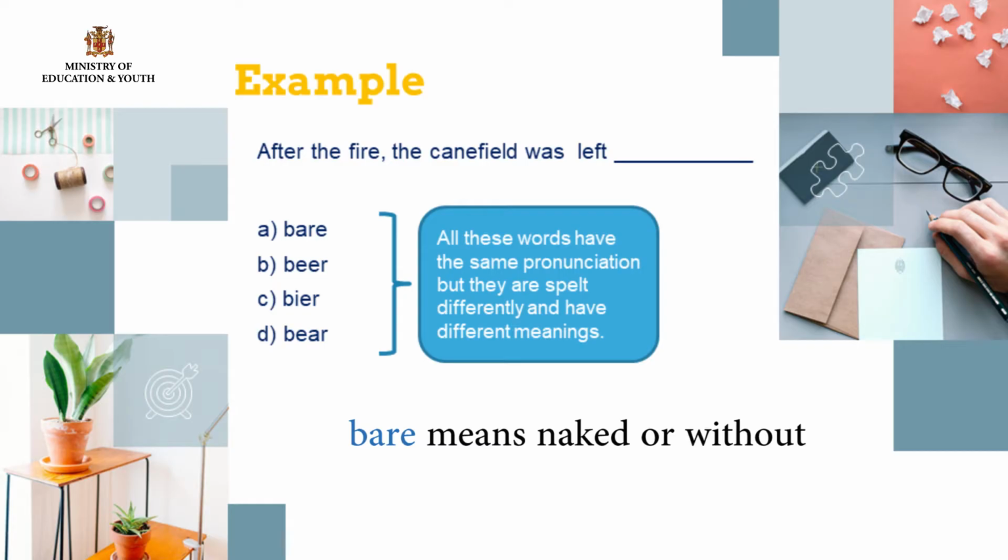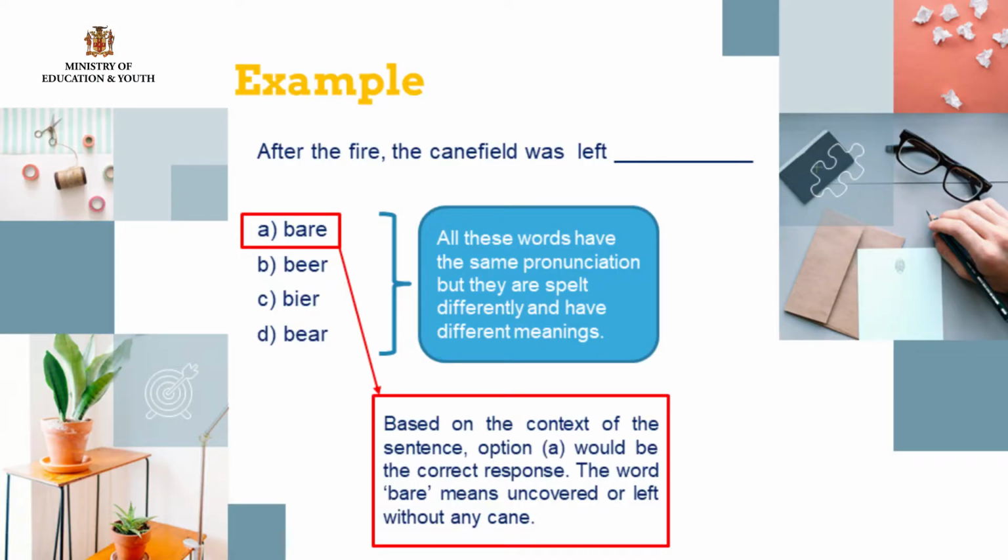Bare, B-A-R-E, would mean naked or without. Beer, B-E-E-R, would be an alcoholic drink. Bier, B-I-E-R, would be that wheel or lever on which they carry a casket during a funeral. And bear, B-E-A-R, would be the animal. So, based on the sentence or the context, which word would best complete the sentence? That's right. The word that would best complete the sentence is B-A-R-E, or option A.